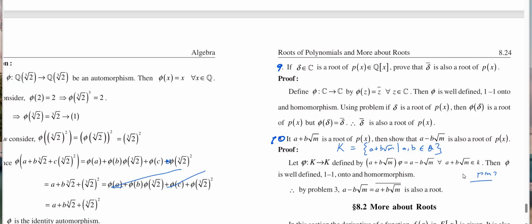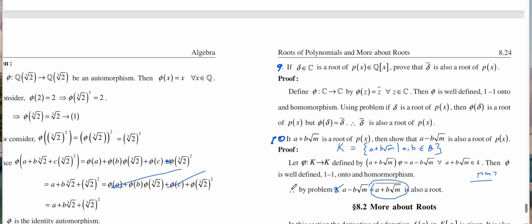It is somewhat similar to the previous one. There you had the complex conjugate; here you have, as the conjugate, a minus b root m. And here we can easily establish that it is well defined, one to one, onto and a homomorphism. So by the previous problem, problem number 8, a minus b root m, which is somewhat similar to your conjugate, is also a root. So irrational roots occur in pairs.